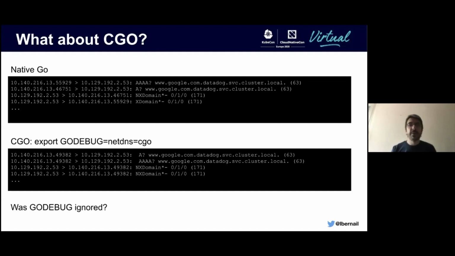As you may know, Go implements two ways to do DNS. You can have either native Go or use CGO. So we figured, let's use CGO, in which case we will force Go to use glibc and not its native implementation. And as you can see here, even when we use CGO, we're also getting an IPv6 query. Things are getting very weird, right?